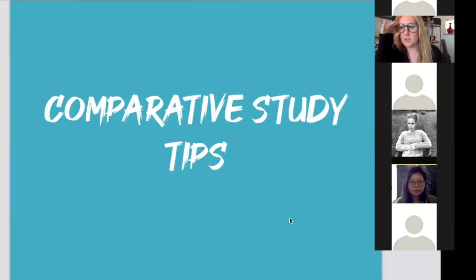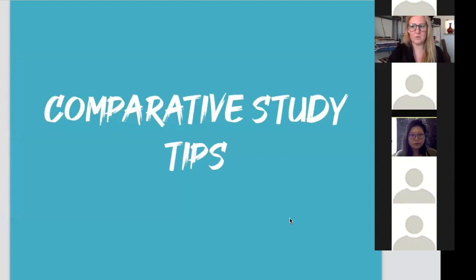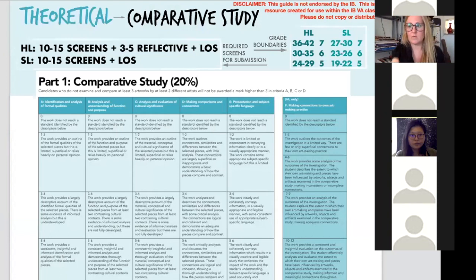All of this information I literally just took from the blog that I shared. So when you go to my blog, there are three main pages: comparative, art making, curatorial, and theoretical. If you click on them, it goes step by step through how to do each component, and all of these images are directly on there. So you can find all that information.